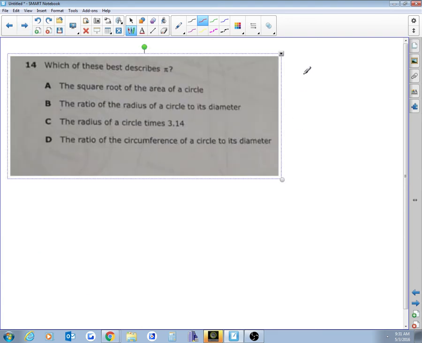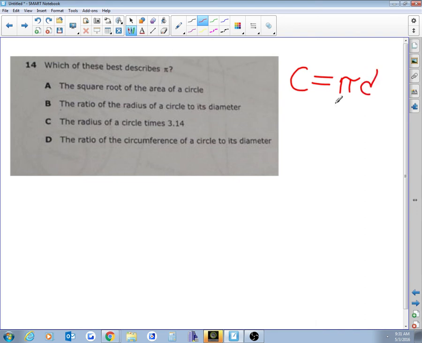Last one, this is a fact family, so if circumference equals pi times diameter, you'll probably see this exact question just like this on STAAR. It'll probably be exactly the same. They might change the order a little bit. If circumference equals pi times diameter, that's similar to saying 6 equals 3 times 2.